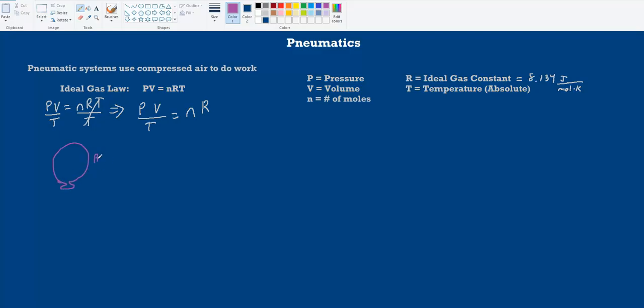And so we can even label this as our balloon. The pressure inside this balloon multiplied by the volume of this balloon divided by the absolute temperature of the air inside the balloon will be equal to the number of moles in the balloon multiplied by the ideal gas constant. But what's important is it is a balloon, which means the air inside is trapped, which means the number of moles is also constant. And so what happens if we take that balloon and we squeeze it?